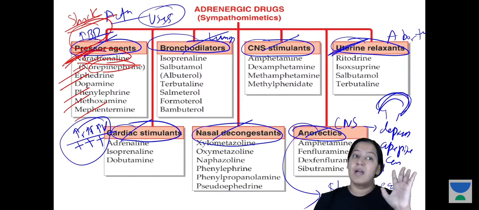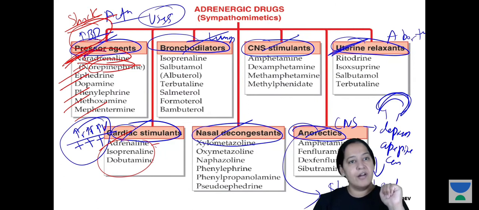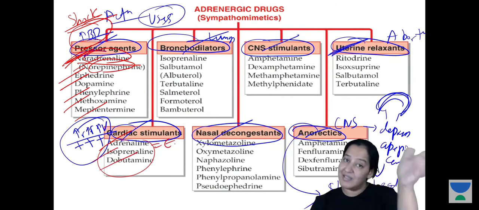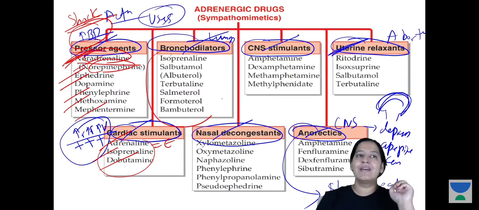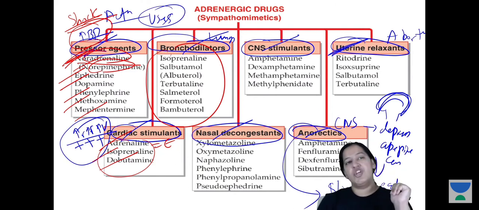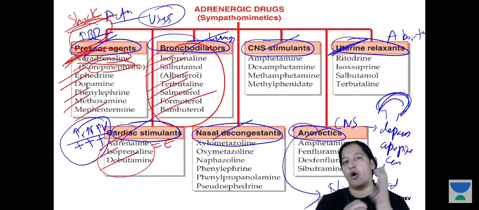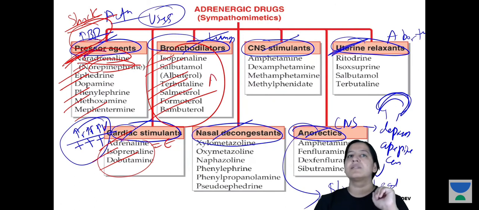Cardiac stimulants, again drugs which are used in MI. So again emergency drugs. Adrenaline also known as epinephrine, isoprenaline and dobutamine. I will teach you these drugs in detail. Done. Bronchodilators used in asthma. You have seen the pumps of asthma. The pumps of asthma contain these drugs. So read the composition always. So it is isoprenaline, salbutamol, terbutaline, salmeterol, formoterol, bambuterol. So these are the drugs used in asthma.